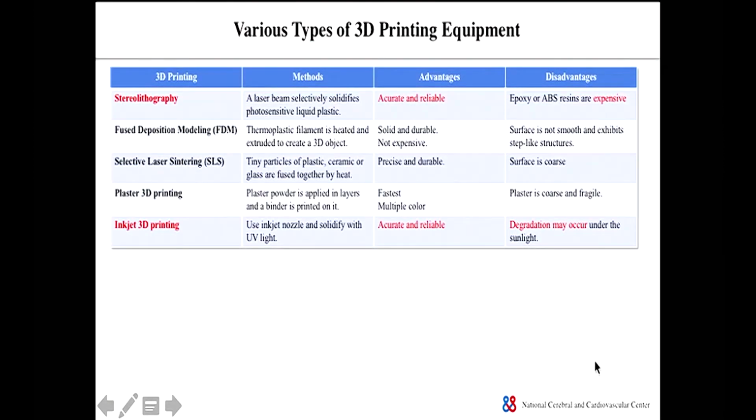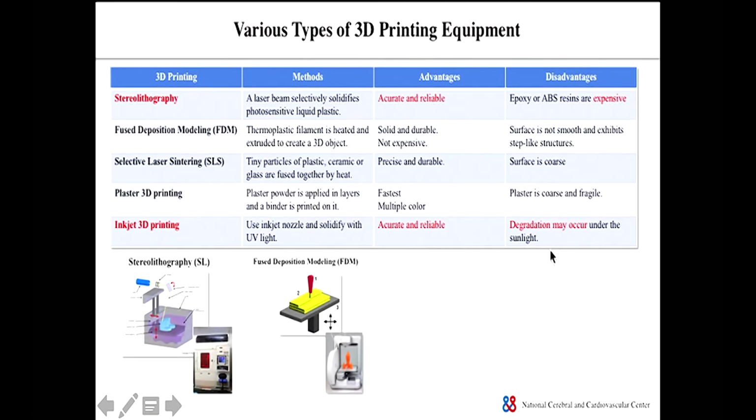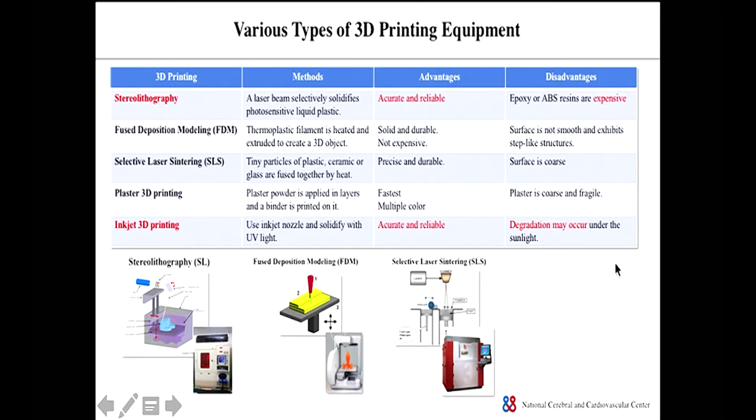There are various types of 3D printing machines. The first one is stereolithography. This is the oldest 3D printing technique, which is very precise, but the machine is pretty expensive. The second one is fused deposition modeling, which is a pretty easy one. Then selective laser sintering, plaster 3D printing, and inkjet 3D printing. This is stereolithography, FDM, SLS, and inkjet printing.